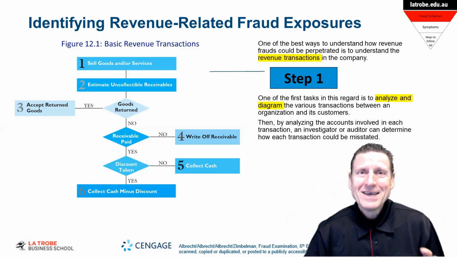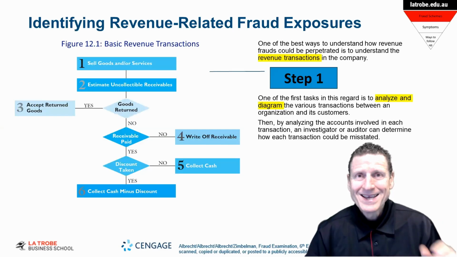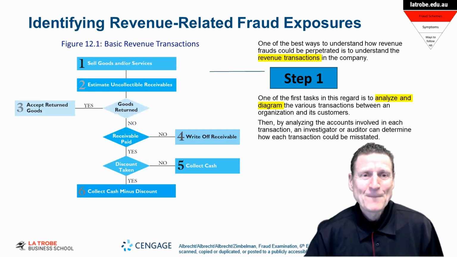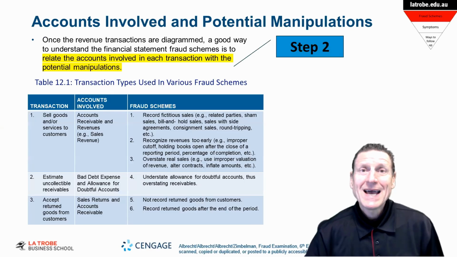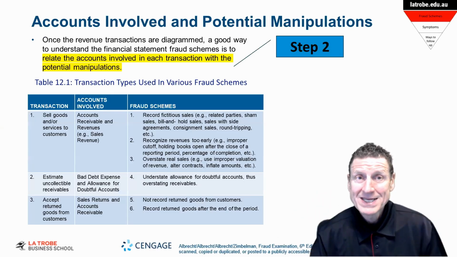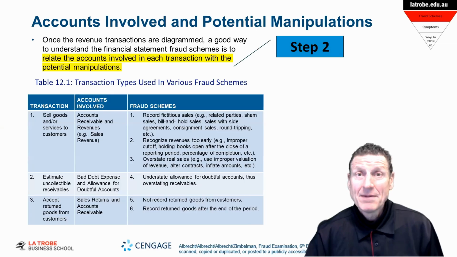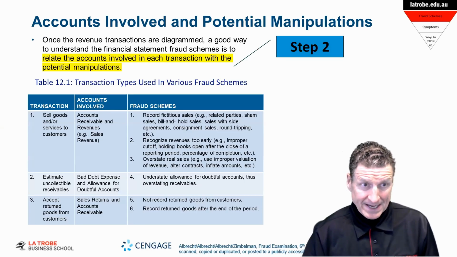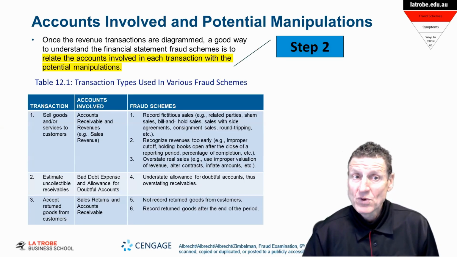So that's the theory or the process of making and extinguishing a revenue fraud that no one will ever know about. Let's have a look at the accounts involved and potential manipulation. So this is in step 2, where you could sell goods and services to customers. You could estimate uncollectible receivables, and you can accept return goods from customers. And these are the accounts involved, and there are various fraud schemes in each of these areas.